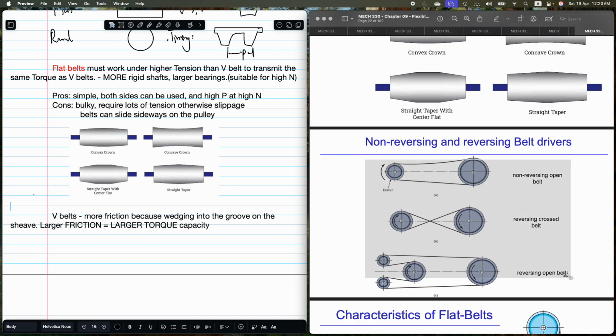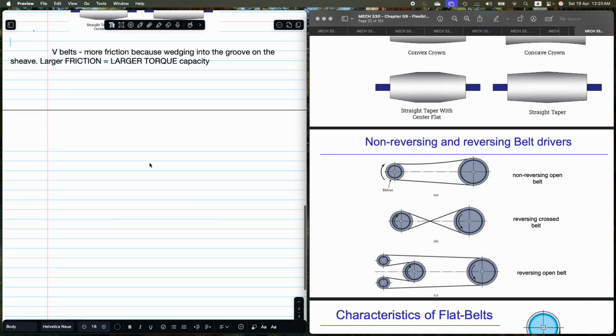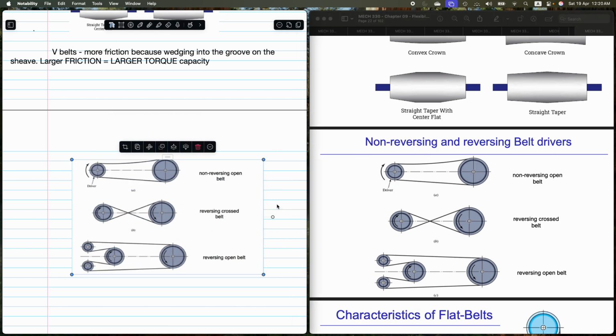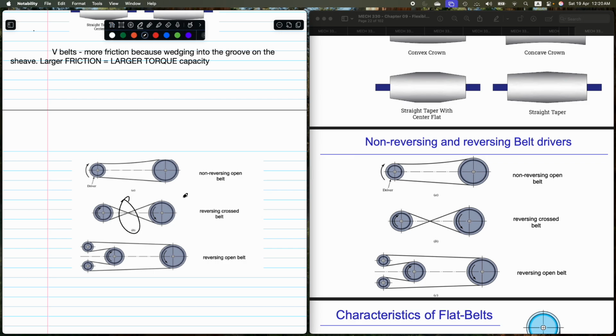So let's bring this down here. With this, what we have over here is that this crossing is resulting in this reversing. What else? Okay, the direction of rotation is different. Yeah, we know this. So it's reversing. This is open loop, that's why it's open. This is crossed. Then we have shaft direction is parallel. You can see this is parallel to the shaft here. This is also parallel to the shaft here.